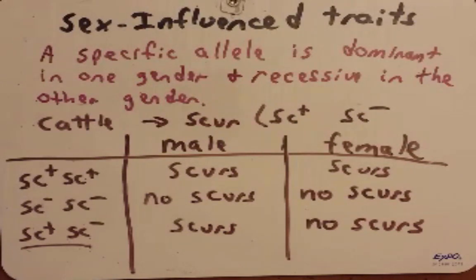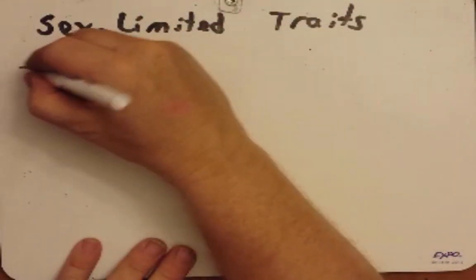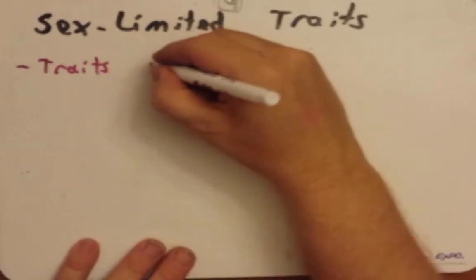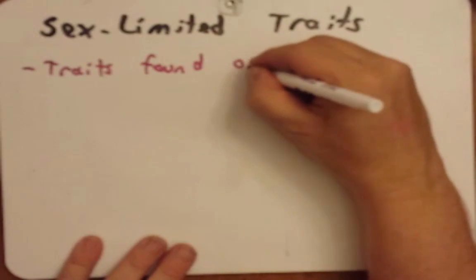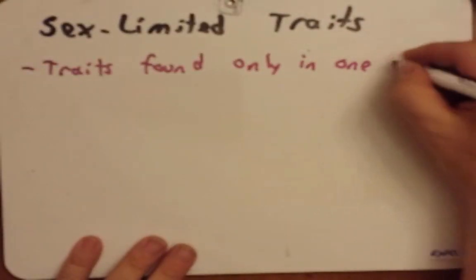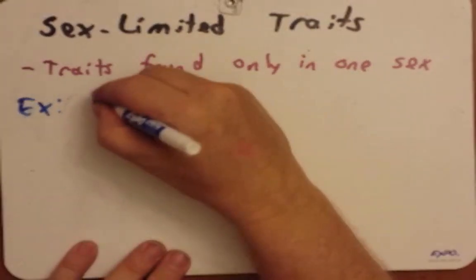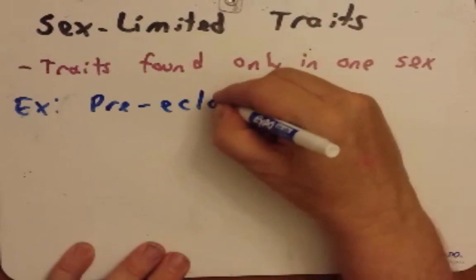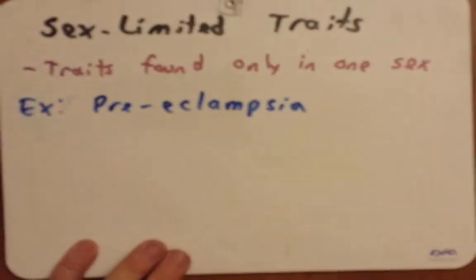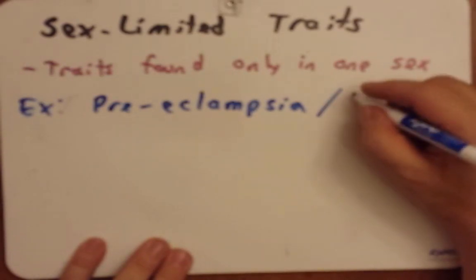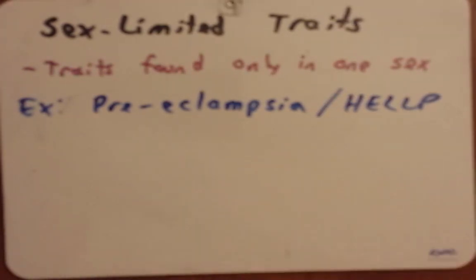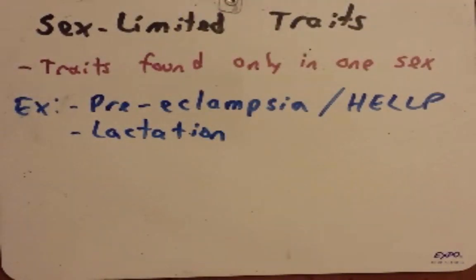Okay, now let's talk about sex-limited traits. Sex-limited traits are traits found only in one sex. There are several examples of this. Some are rather obvious, and some are less obvious. So let's just talk about a couple examples. One example would be preeclampsia, or other pregnancy-related syndromes. Since these are pregnancy-related syndromes, only females have these traits. Sex-limited. Only found in females. Lactation is generally thought of as a sex-limited trait.